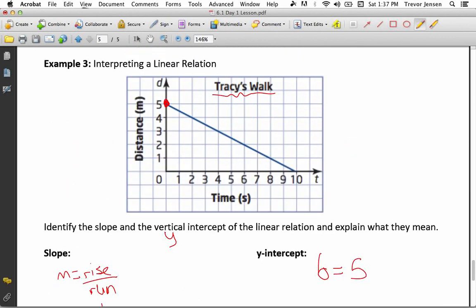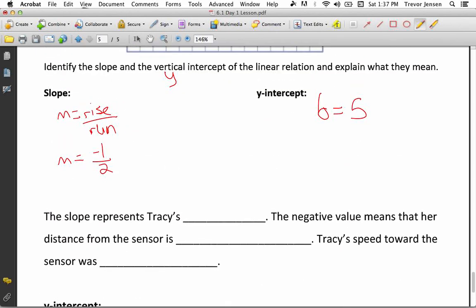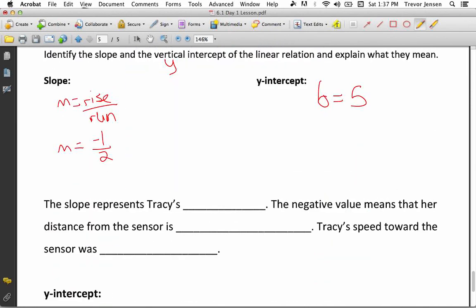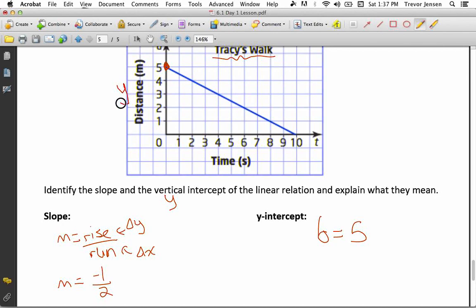Okay? Remember, we're dealing with a distance-time graph. The slope actually represents Tracy's blank. So remember, slope, the rise is the change in your y values, the vertical distance between 2 points, and your run is the change in the x values, the horizontal distance between 2 points. In this case, on the vertical axis, so our y-axis, we have distance. On the x-axis, we have time.